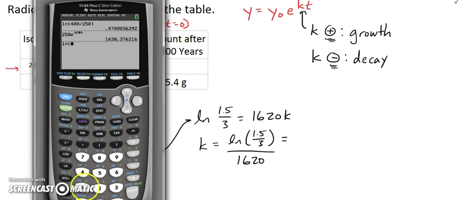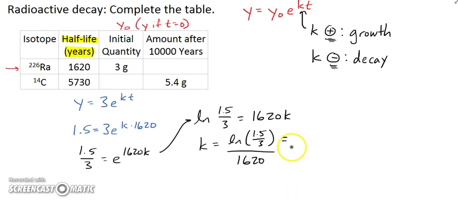So ln of 1.5 divided by 3, then that divided by 1620 gives me about this value of negative 4.27 times 10 to the negative 4th. Okay, that's scientific notation. So that would be negative 0.000427. There's my value of k.